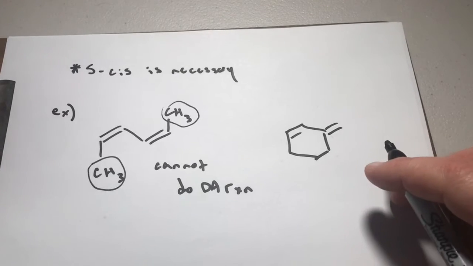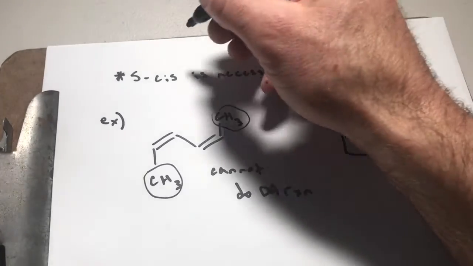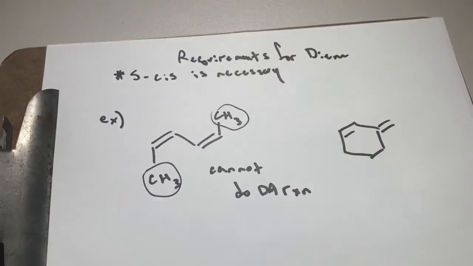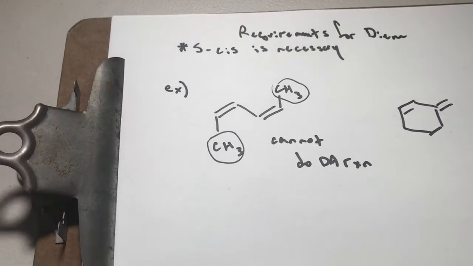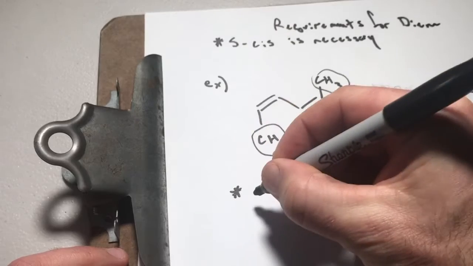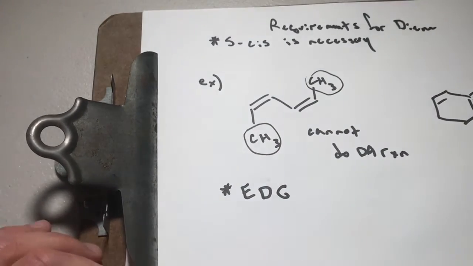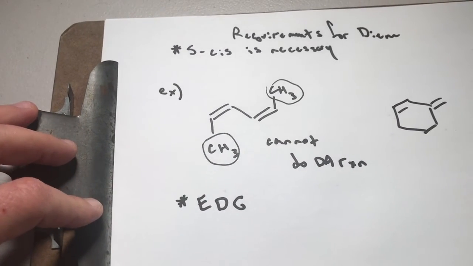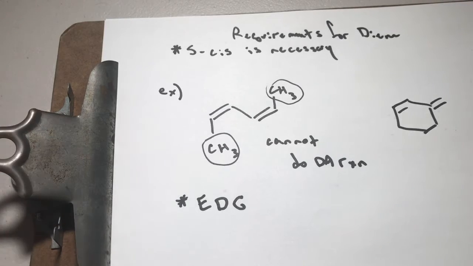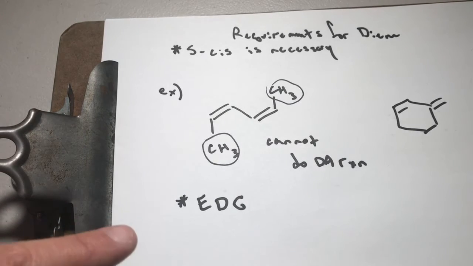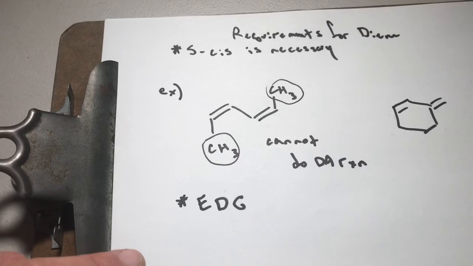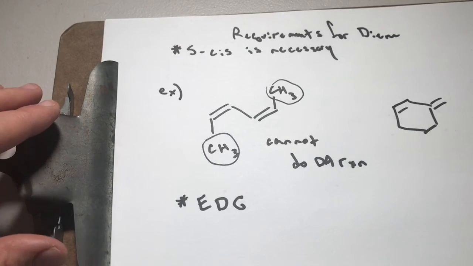So all the requirements, oh, by the way, I should probably label this. These are all the requirements for the diene. Another thing that really helps out this reaction is that electron donating groups often help a diene to react. It's kind of that yin and yang: in the diene, you want electron donating groups, and then you want electron withdrawing groups in the dienophile.